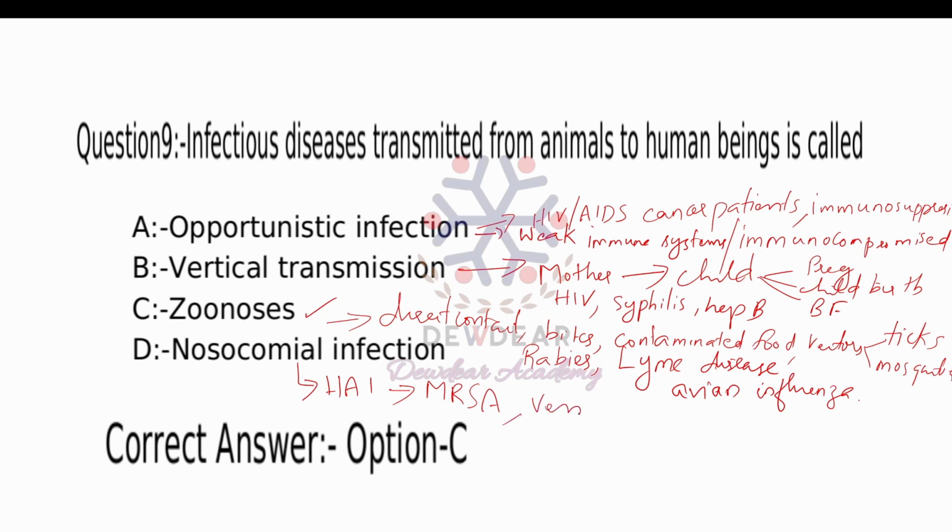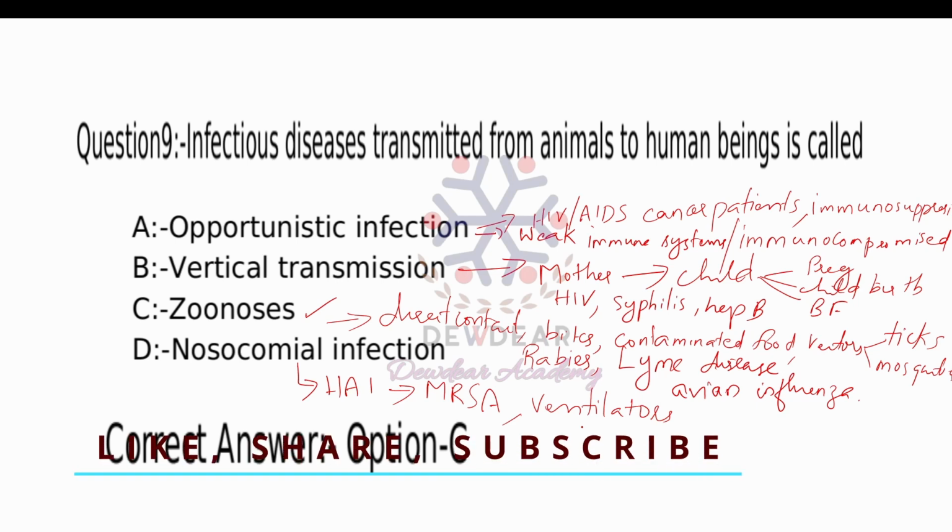So the nosocomial infections, which we also call healthcare associated infections, are the infections acquired in the hospital or in a healthcare setting. So these are the different options, and the correct answer here is zoonosis, which means the infectious diseases that are transmitted from animals to humans, and that distinguishes it from the other options here.